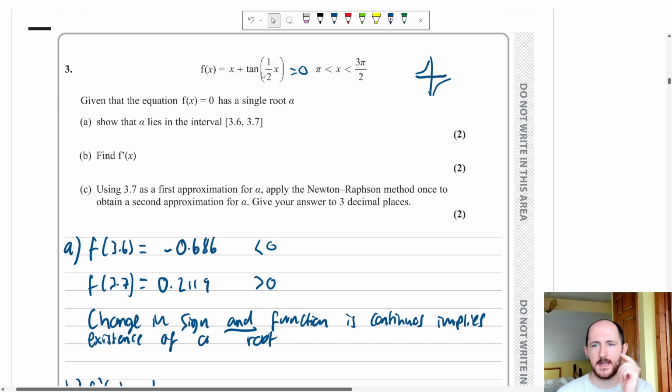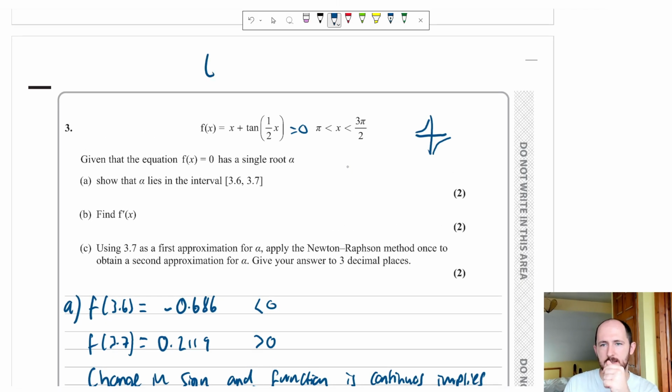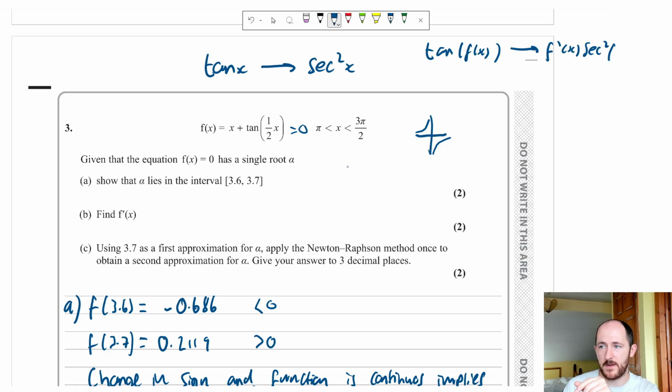Now for the tan half x, again, one of the things you need to know is that when you have tan x, when you differentiate it, it becomes sec squared x. Now the key thing here that's often missed is that if it's tan of a function of x, then when you differentiate it, it's the differential of the function times sec squared of the function.